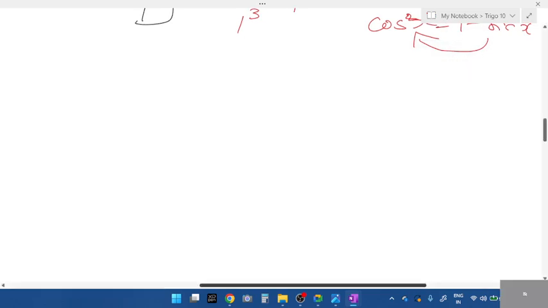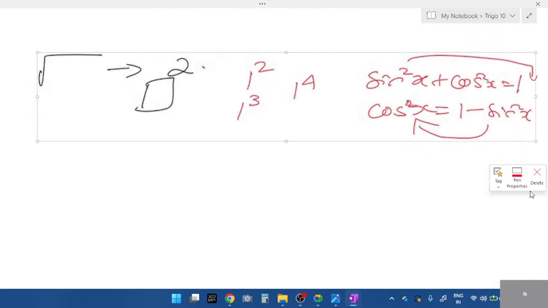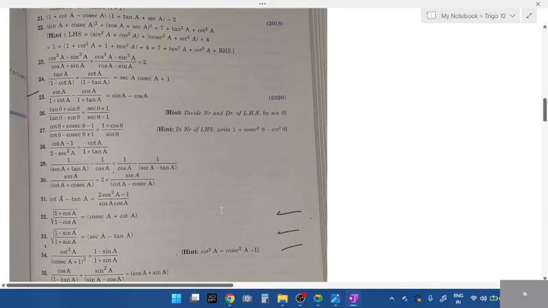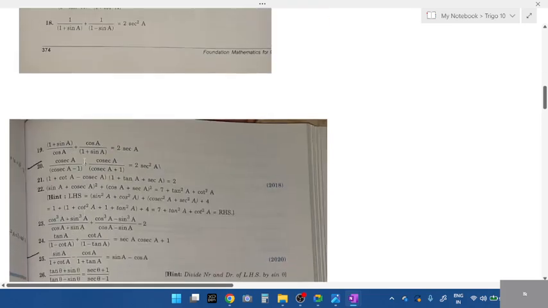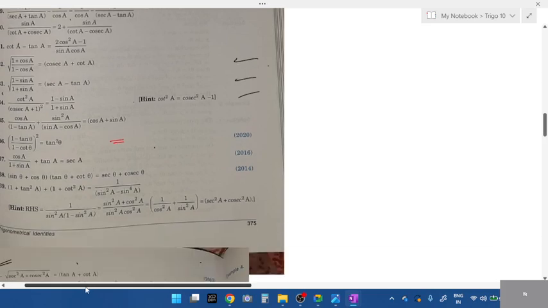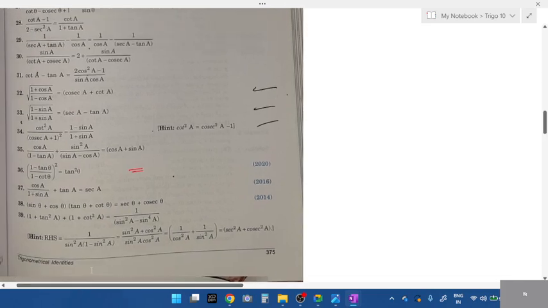Fine. Now, if two values are given, we'll do a question. I think we have done 3 or 4 questions already. You can go through the previous class recording. Look here. 1 plus cos x divided by 1 minus cos x. Remember, we need a square, student, a square. Now there are two values given.